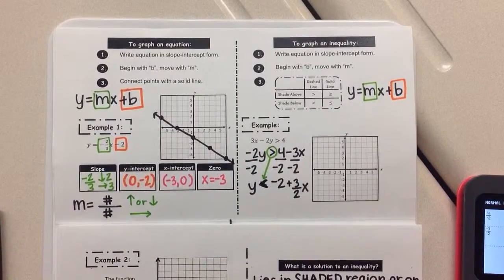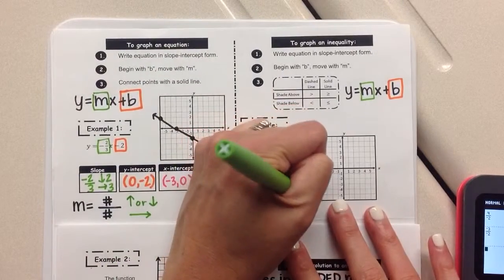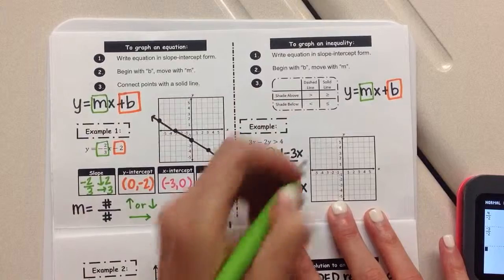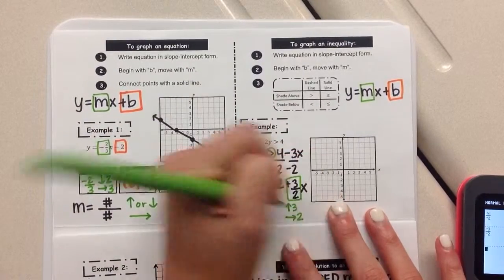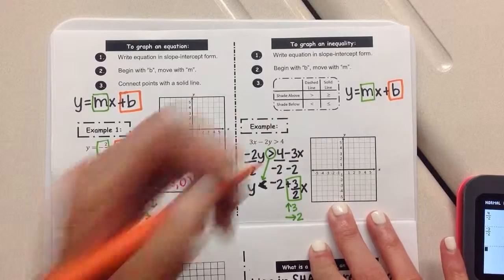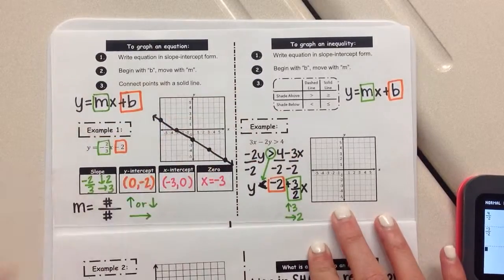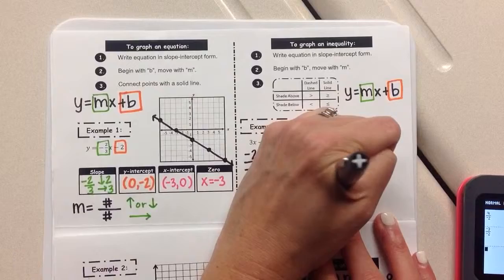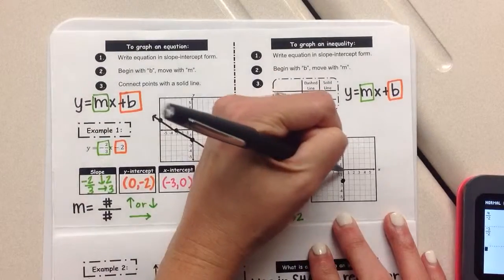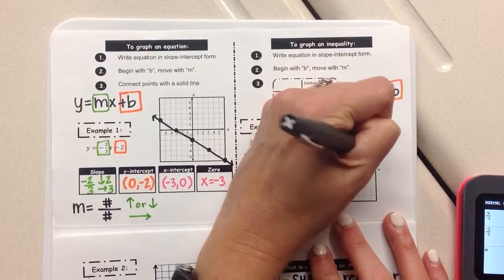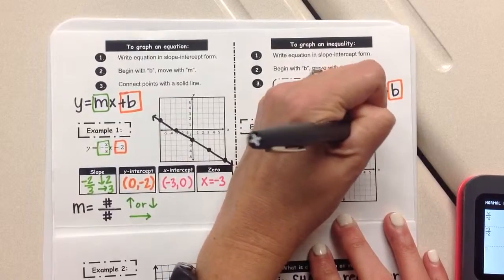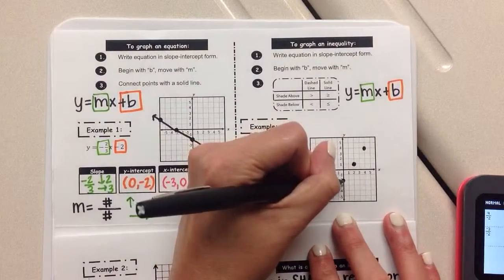So I'm going to now start plotting. I need my slope because I need to know how to move. So this is telling me, since it's a positive 3, I'm going to go up 3. And the bottom number is always to the right, right 2, but I need to know where I'm starting, and I'm starting at a y-intercept of negative 2. So I'm going to go to negative 2, and now I'm going to go up 3, 1, 2, 3, right 2, up 3, right 2, and if I go up 3, right 2 again, I'm off the coordinate plane, and now I'm going to go back to my starting point.